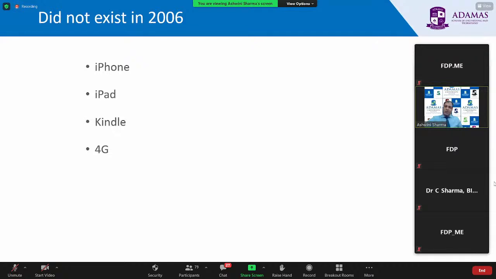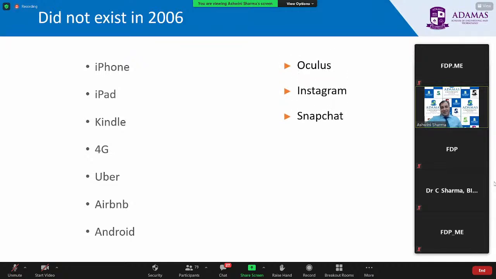4G, yeah, it was not in 2006. Uber, virtual, Airbnb, Android, Oculus, Instagram. Now this is something interesting. Instagram, Snapchat, and WhatsApp. Think of it. It's magic. In 2006 these things were not there, and today it's just a usual thing for every one of us.